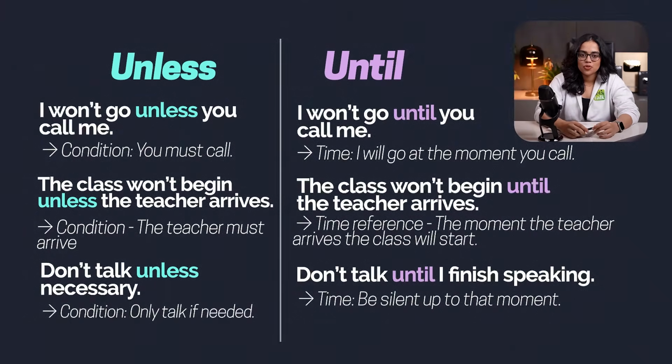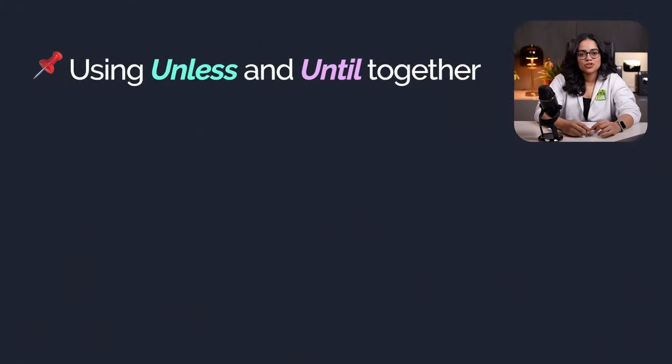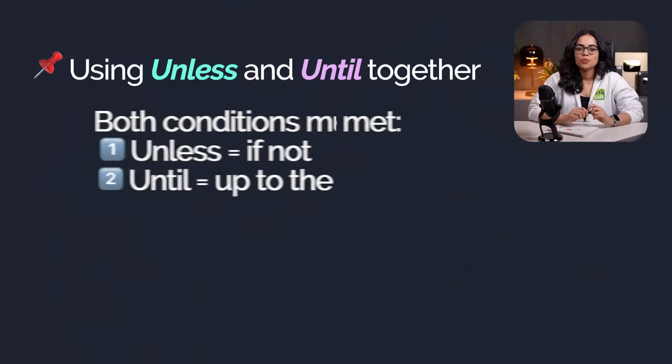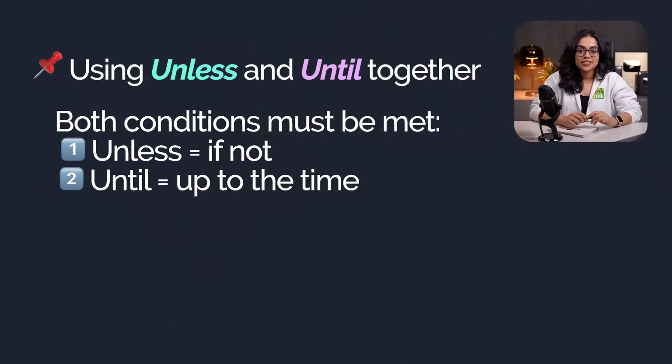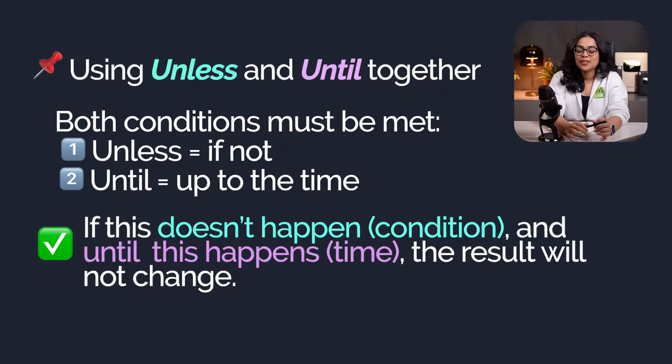Now let's come to the most important part of the lesson. Using unless and until together. We use unless and until together when both the conditions are met. See, unless means if not, and until means up to the time. So when you combine them together, it means if this doesn't happen, this is a condition, and until this happens, this refers to the time, the result will not change.